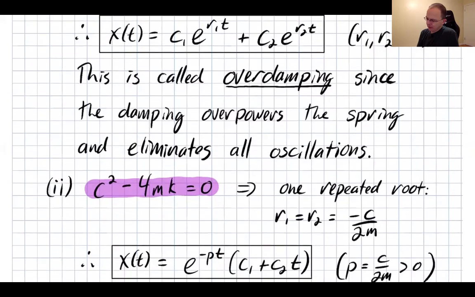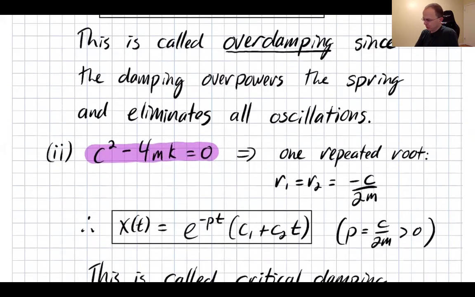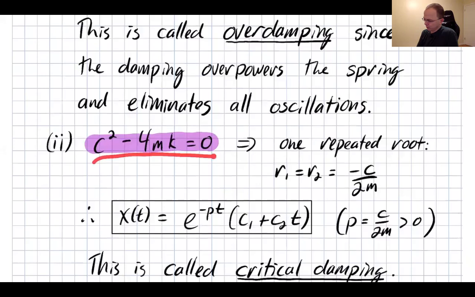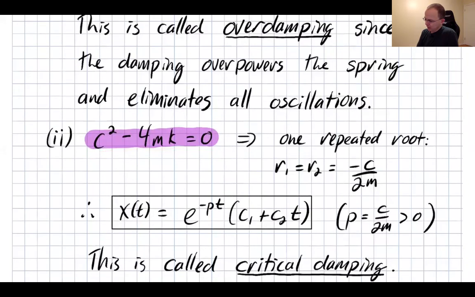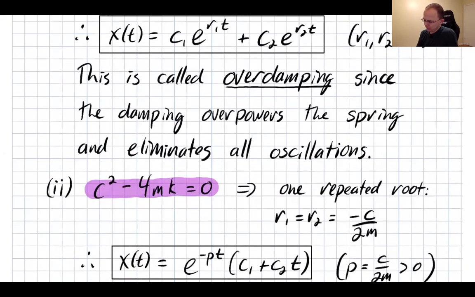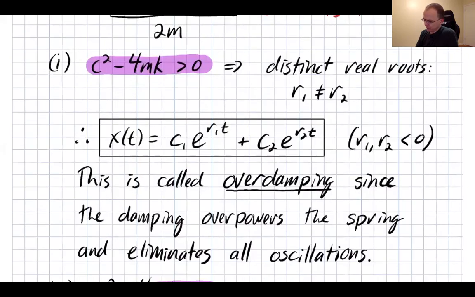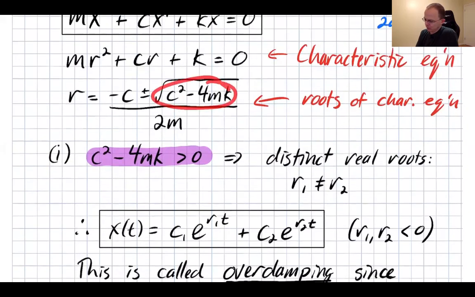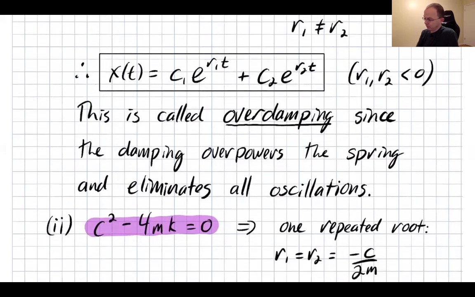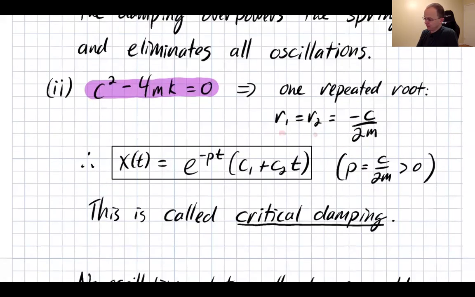If this term is exactly 0, then that will give us one repeated root. And that repeated root would be given by this formula here. Because when we substitute 0 into this equation here, then we just get minus c divided by 2m. And that'll be a repeated root. So we'll get R1 and R2 are both minus c divided by 2m. And in that case, we'll get a couple of solutions.